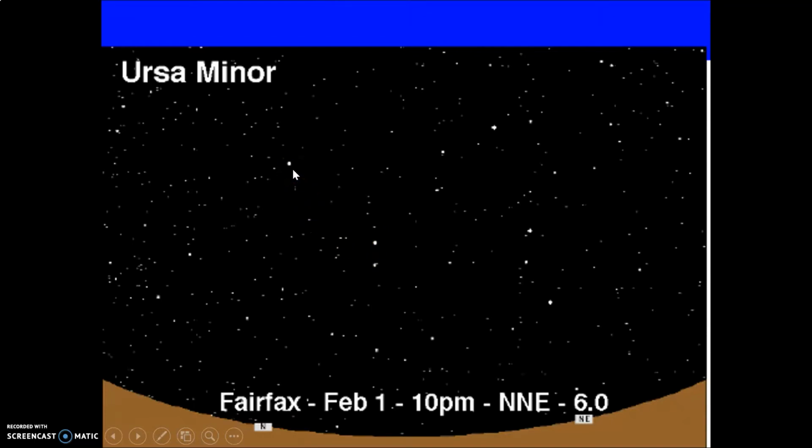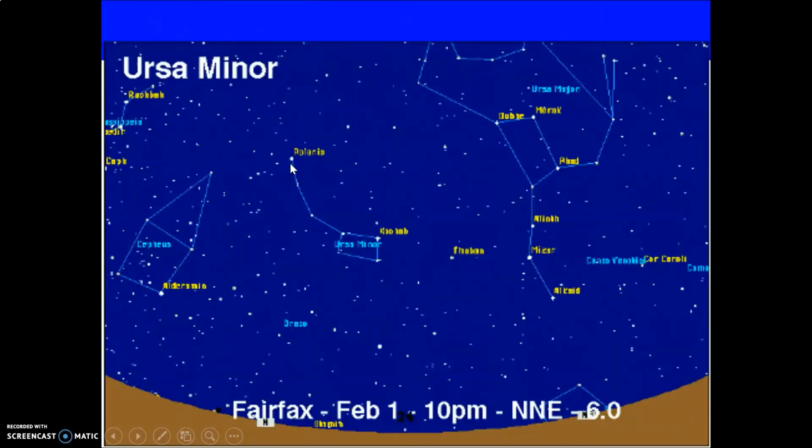So the brightest star in the Little Dipper is Polaris. Polaris is the North Star. That's the alpha star. You need to know that Polaris is the North Star. So this is Polaris. And then the second brightest star is called the Beta star.